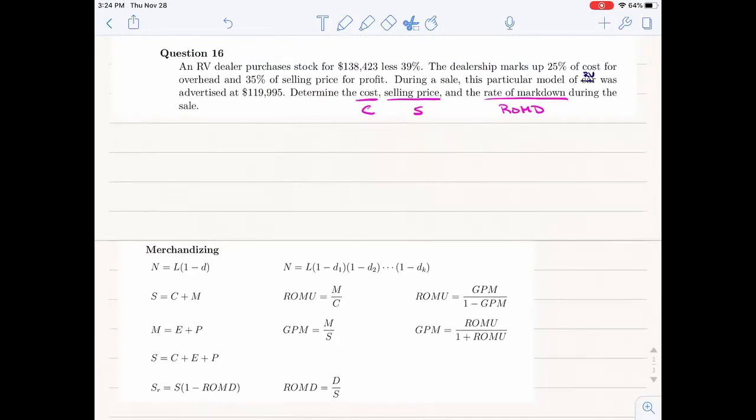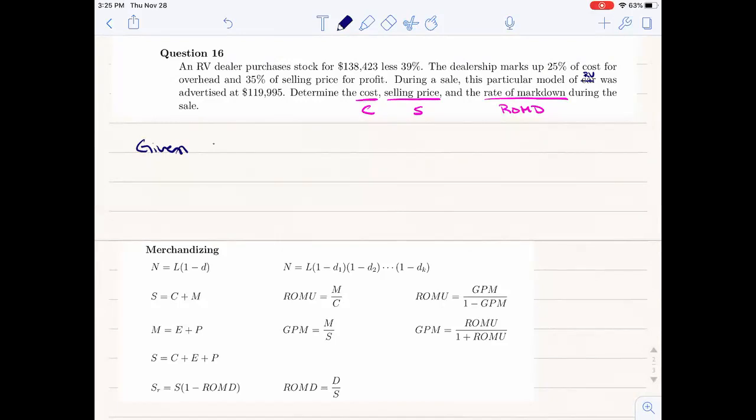So let's just outline what we have, and then we can figure it out from there. Yeah. And so we're given that they purchase stock less the 39%, right? So the 39% is applied to the 138,000. And so that makes the 138,000 the list price, right? Because the net price is the cost to acquire the RV, right?